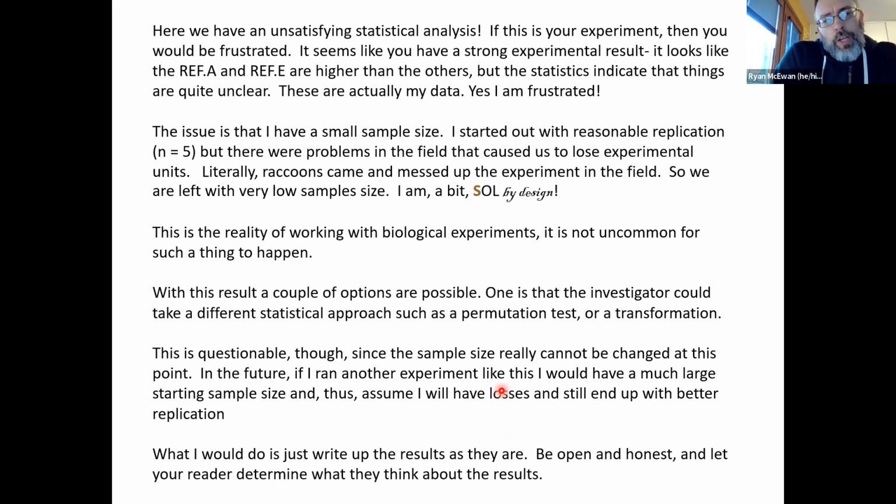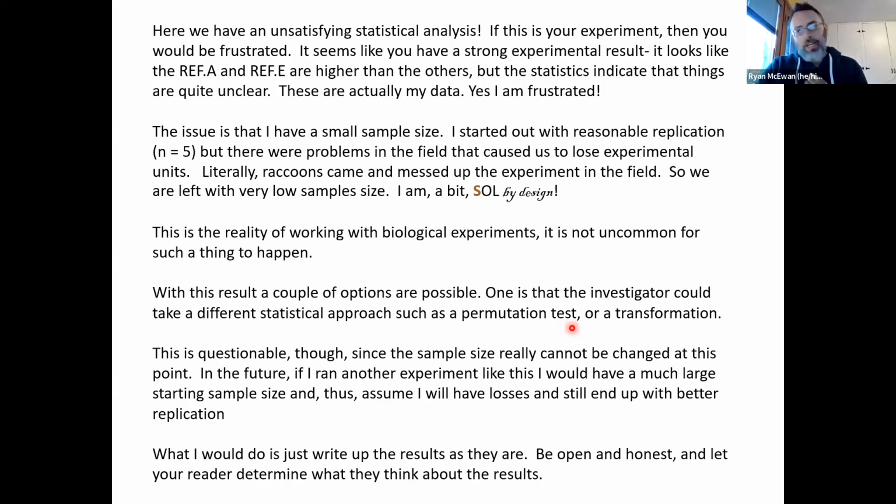So we had very low sample size, in some cases none. And the data set I showed you November 30th, it was n equals 3 on one site. So yes, small sample size by design. This is the reality of working with biological experiments, and it is not uncommon for something like this to happen to you. We have a couple of options.